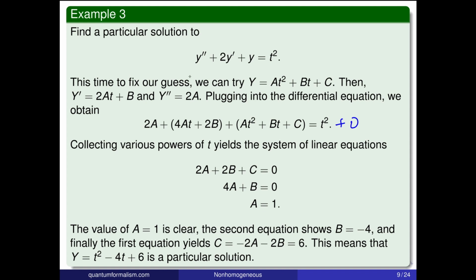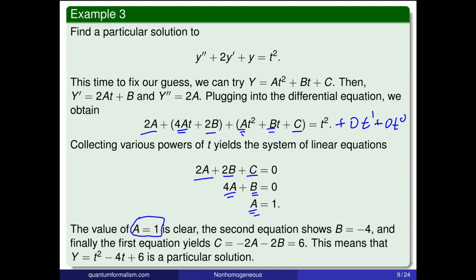So we need 1 times t squared plus 0 times t to the first plus 0 times t to the 0. So the t to the 0 terms will have a 2a from the second derivative, a 2b from 2 times the first derivative, and a c from the function itself. And that'll need to be equal to 0. 2a plus 2b plus c equals 0. T to the first terms, we have this 4a and this b. That'll also need to be equal to 0. And then there's only one t squared term, and that's just coming from the function itself. So a needs to be equal to 1.